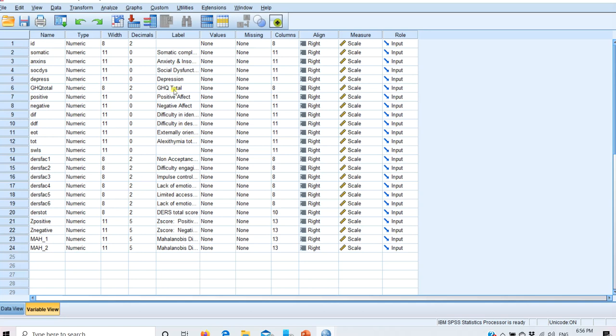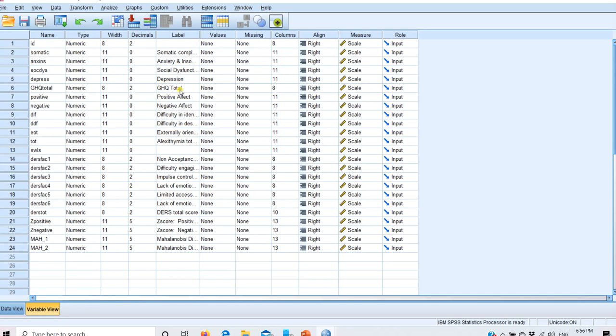So we have positive effect, negative effect, and these are three dimensions of a construct called alexithymia: difficulty in identifying feelings, difficulty in describing feelings, and externally oriented thinking. And we want to examine the role of these five variables in predicting the overall mental health represented by GHQ total.